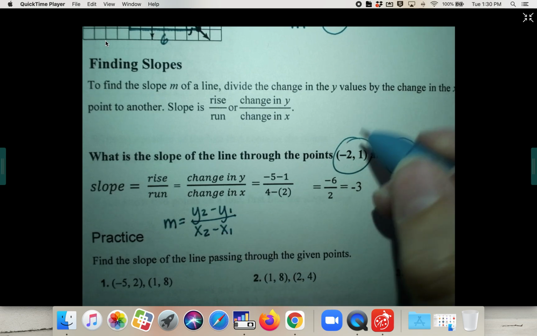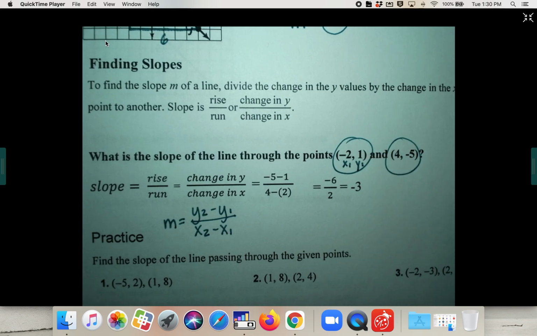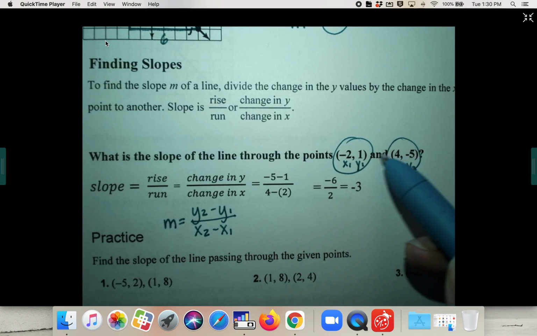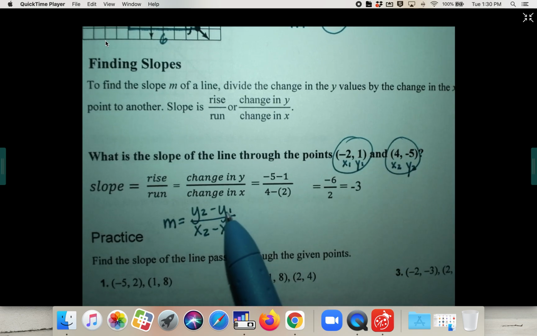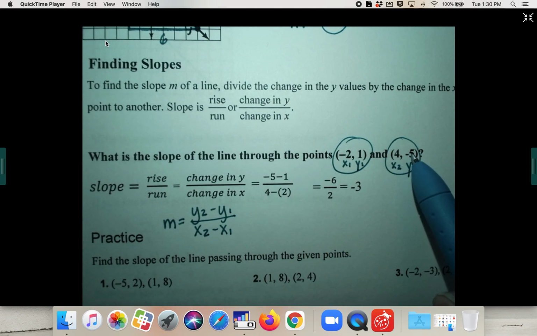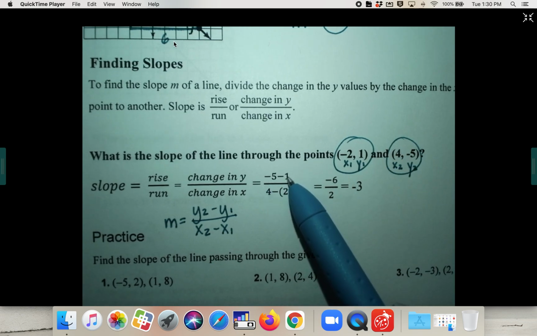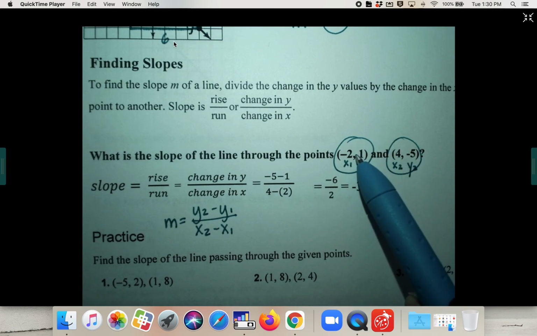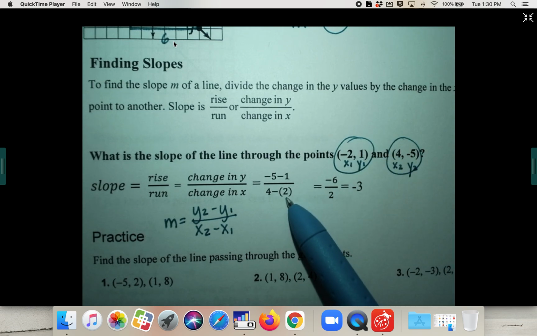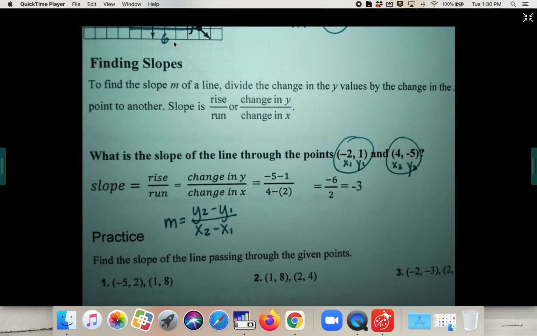So what they have done is, you remember this is your first coordinate, so that's my first x and my first y. This is my second coordinate, so that's my second x and my second y. And then you'll just plug in each of these numbers for our formula y2 minus y1 over x2 minus x1. So they've done that for you. They took negative 5 and subtracted 1 up top, because that's our rise. And then they did 4 minus negative 2 on the bottom, because that's our run or our change in x. So then they simplified it all out, and they got that the slope was negative 3.